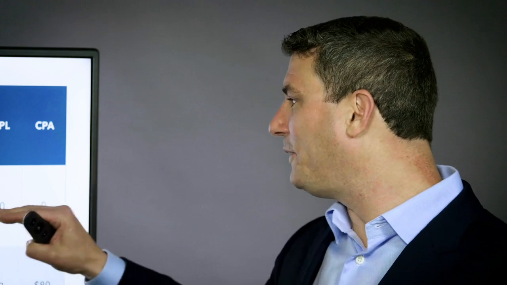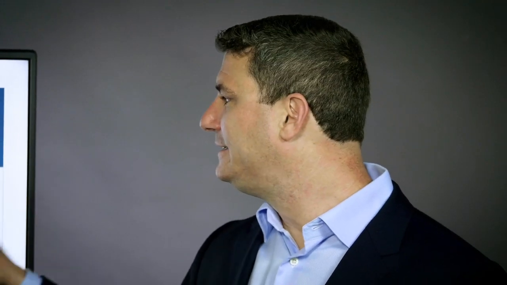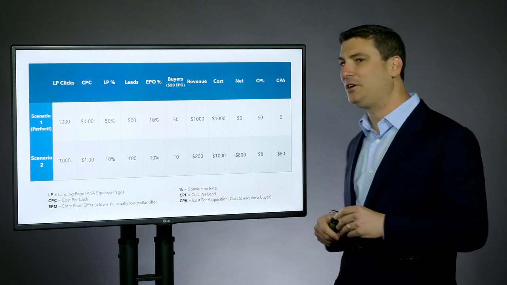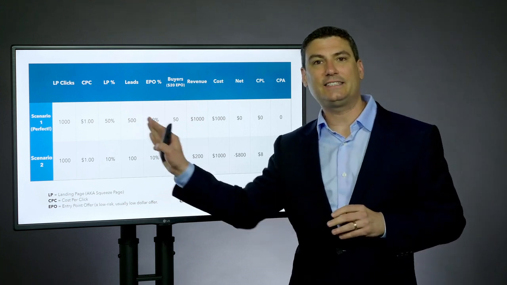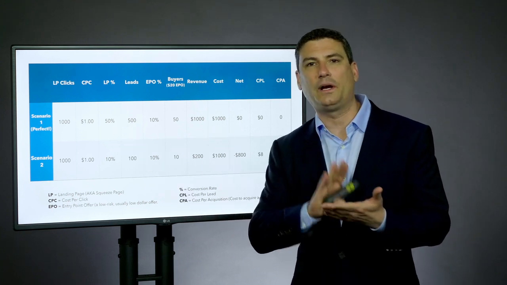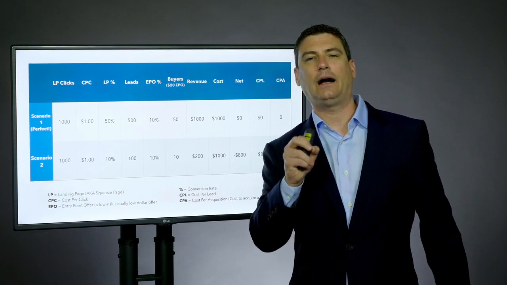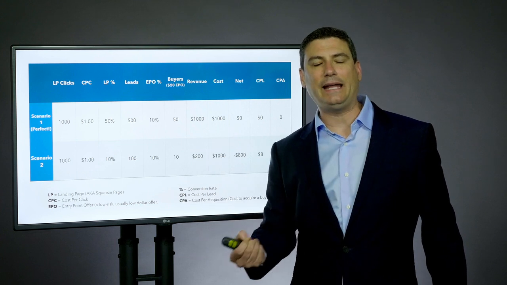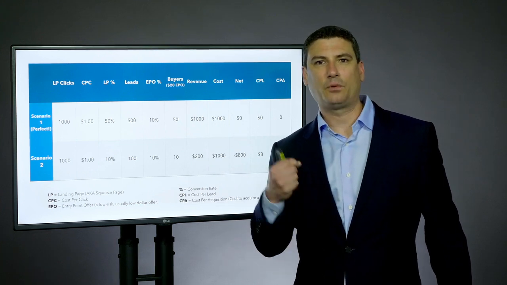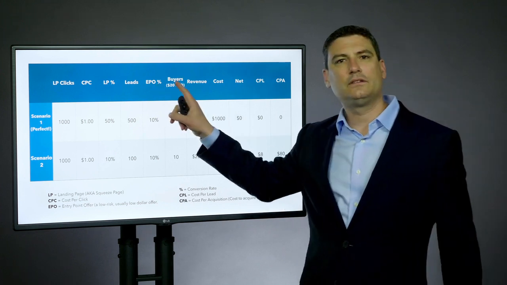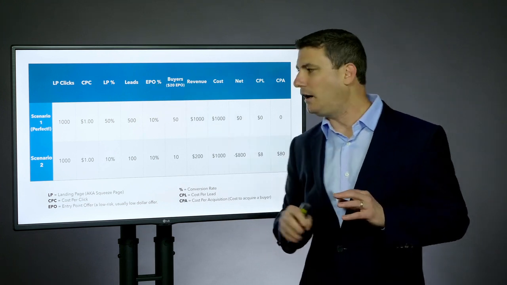If you've got a scenario like scenario 1, where you've got a zero net, in other words, you're not losing any money on this campaign, you've got a zero cost per lead, and you've got a zero cost per acquisition, this is a fantastic campaign. This is where you want to be pressing the gas. Because remember, at this stage, our job is to liquidate acquisition costs. If we're buying traffic, we want to liquidate those costs with these small offers, these little $20 offers.